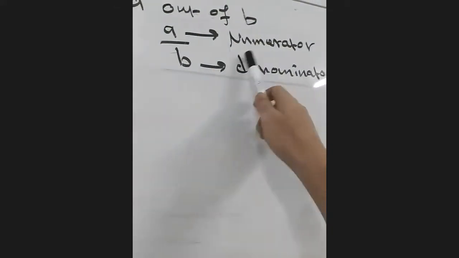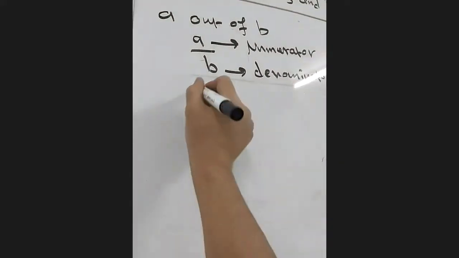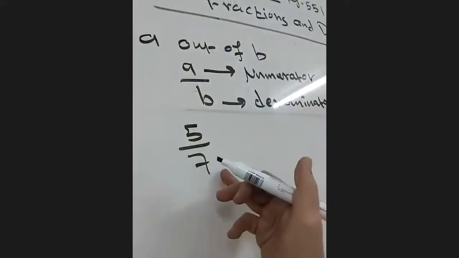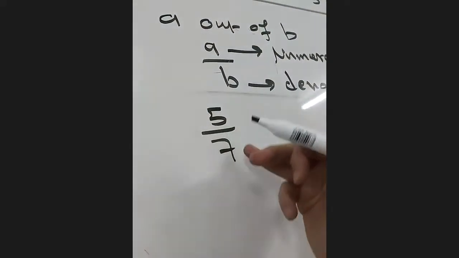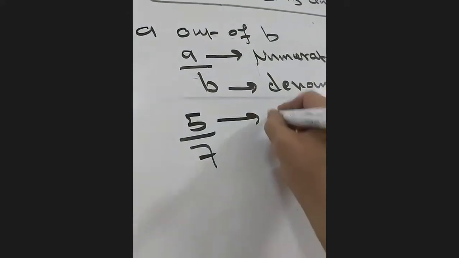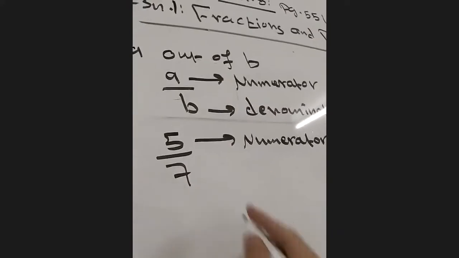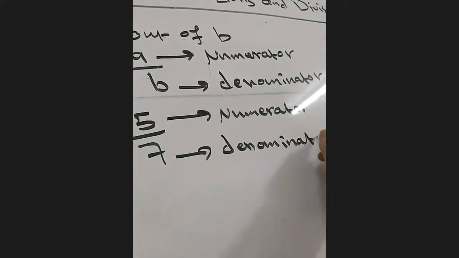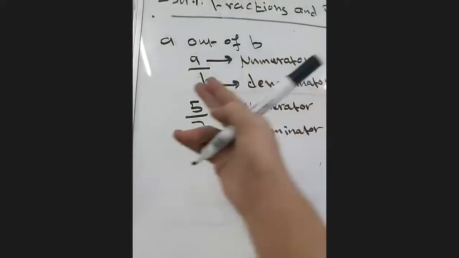The upper number, we call it numerator. The lower number, we call it denominator. Like, for example, 5 out of 7. We can read it as 5 out of 7 or 5 over 7. Now, the numerator here is 5. The denominator is 7.